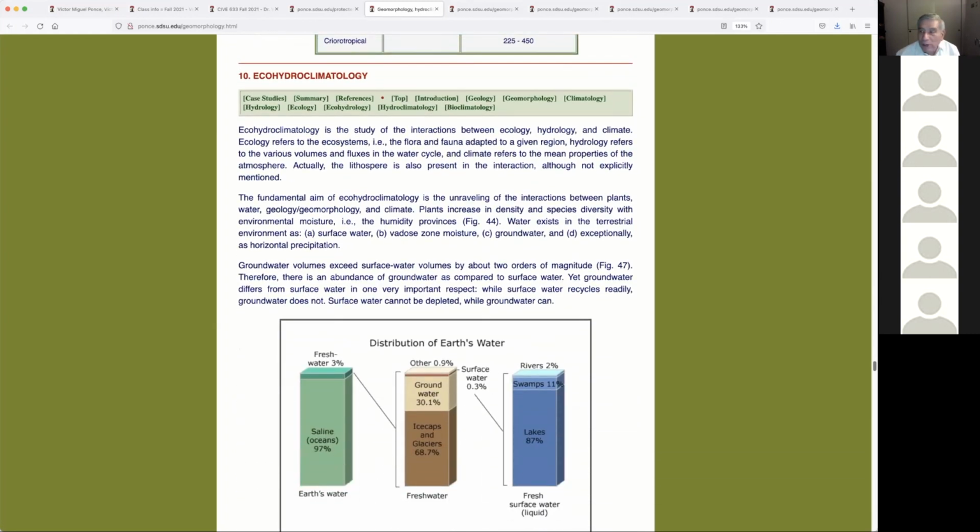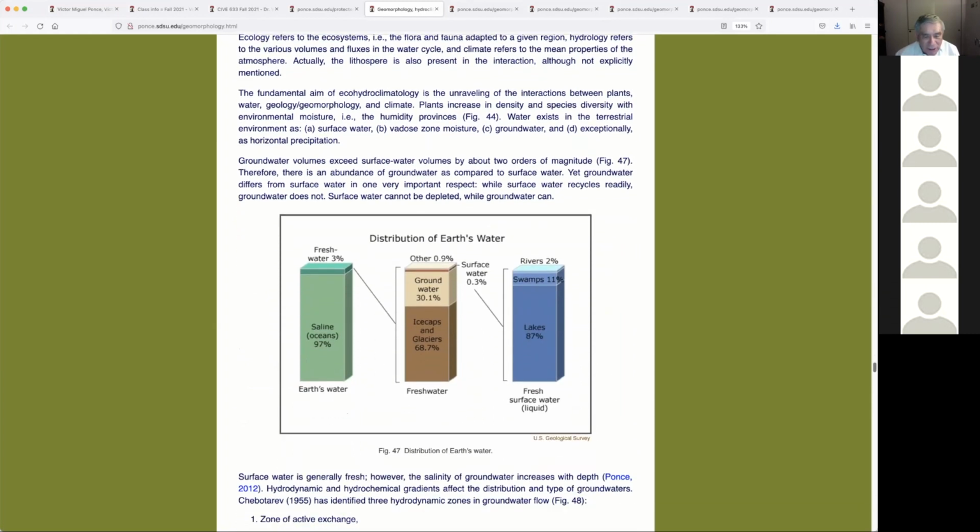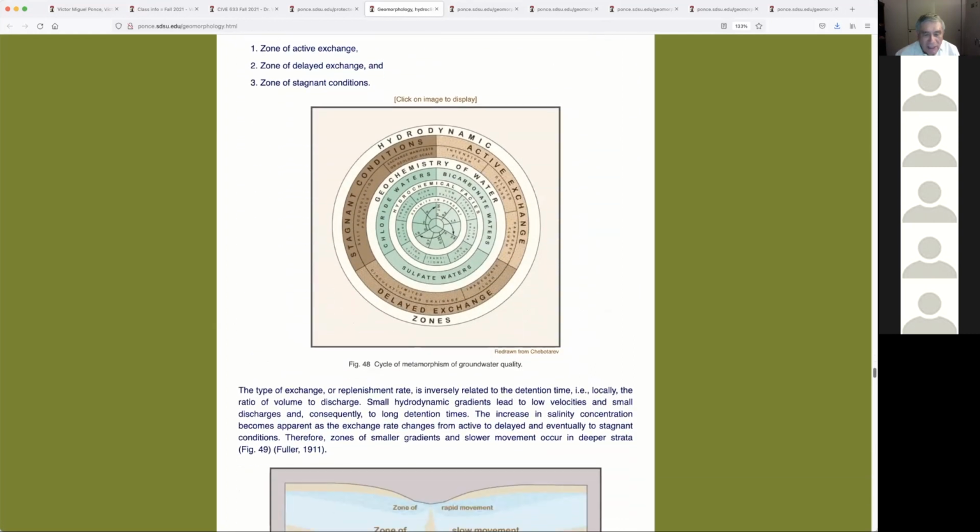Ecohydroclimatology, that's where we're driving for. We want to combine ecology, concepts of ecology, with hydrology and with climatology. We believe they cannot be separated, simply put. Now, this is taking off, but it will take some time before these things are realized and understood.